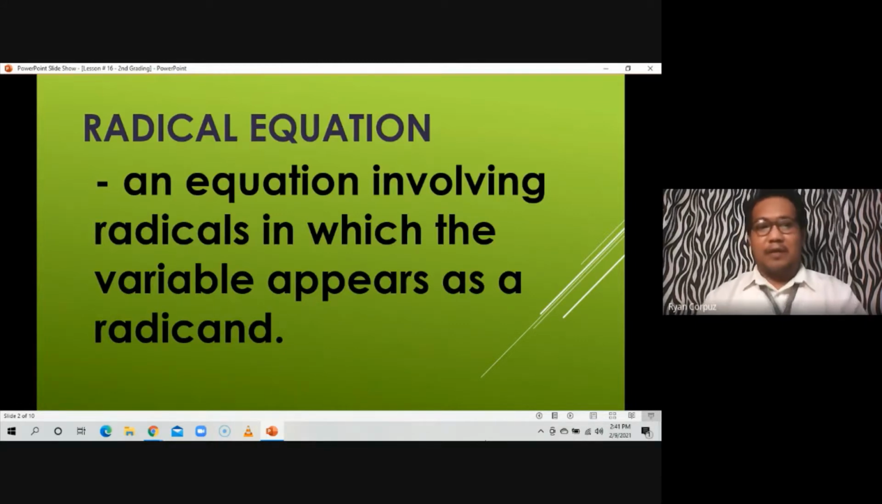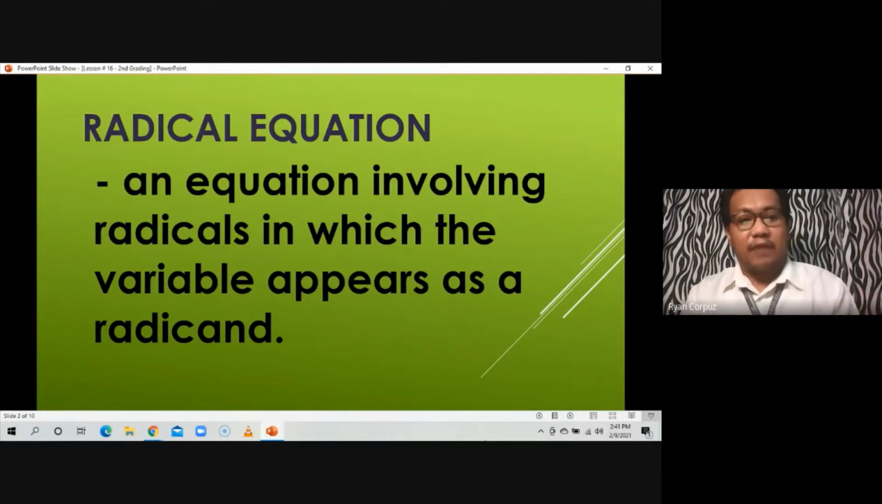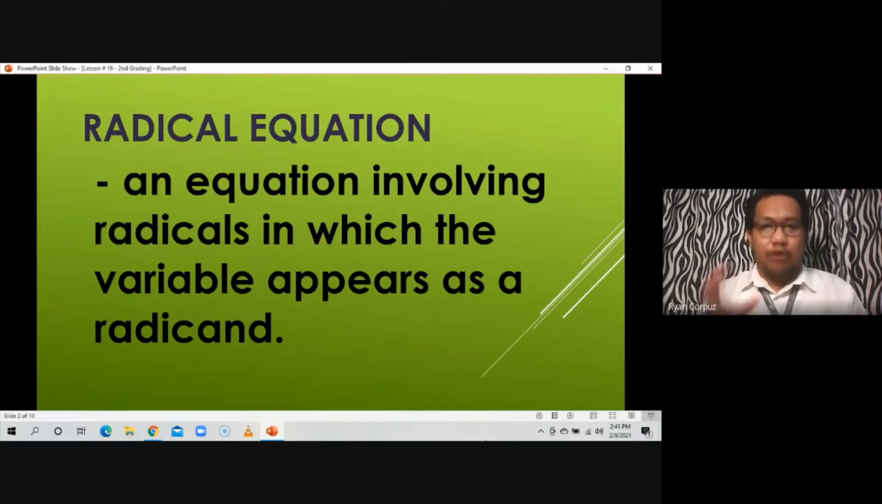The variable must be found inside the radical sign, or it is part of what we call the radicand. So when the letter, our variable, is inside the radical sign, then we call that equation a radical equation. Of course, there must be a radical sign involved for us to call it a radical equation. So that is our definition of a radical equation. Again, let's repeat for clarity: a radical equation is an equation involving radicals in which the variable appears as a radical.